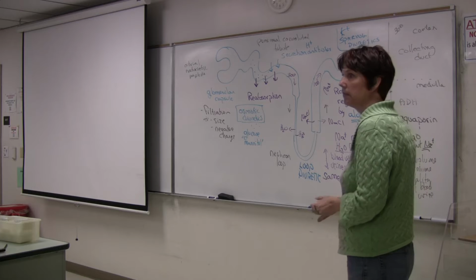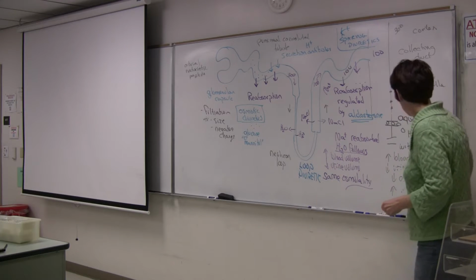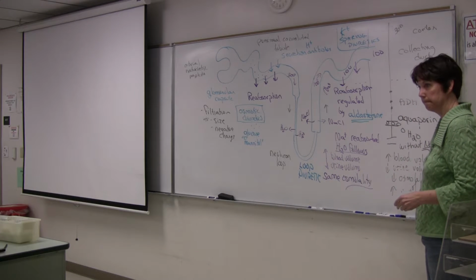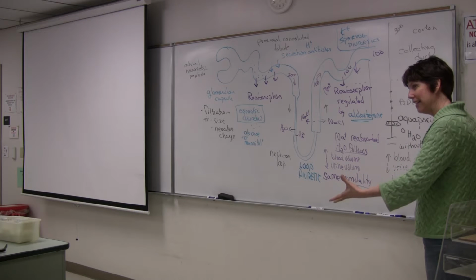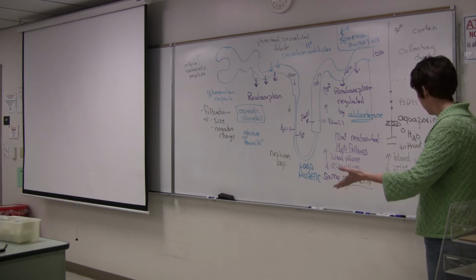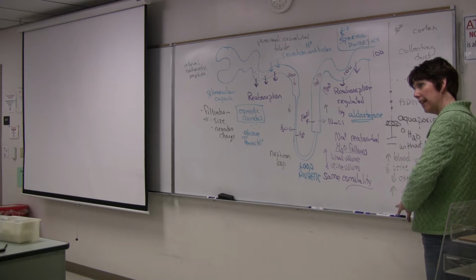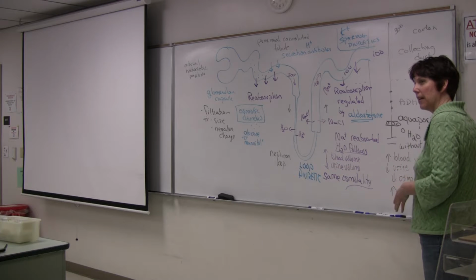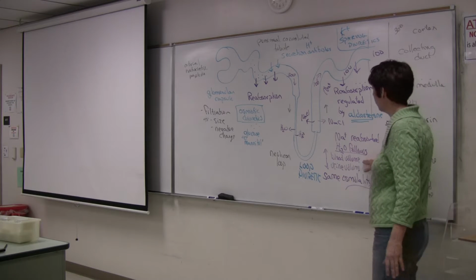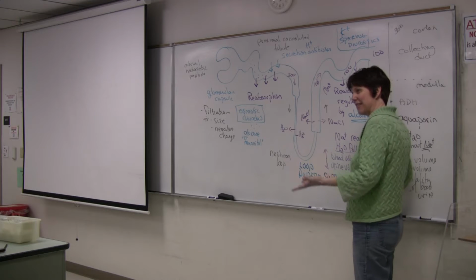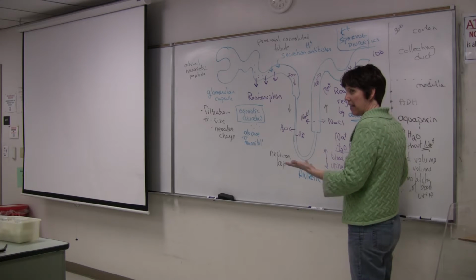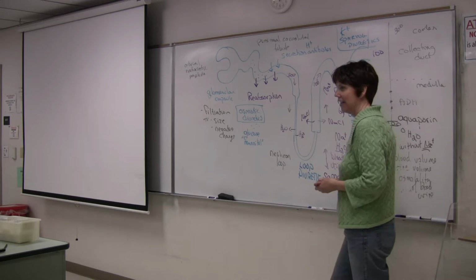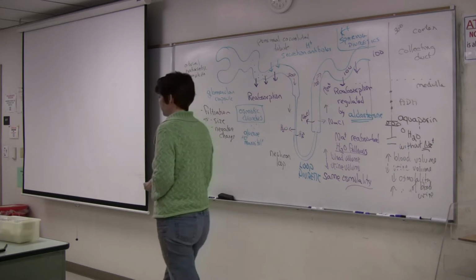Professor? Yes? This is decreased osmolality of blood and increased osmolality of the urine. Because we're adding water to the blood, so that's going to dilute the blood out. And we're removing water from the filtrate, that's going to make it more concentrated. Okay? Over here, we added water to the blood, but we also added salt. So that's why the aldosterone doesn't change the osmolality.